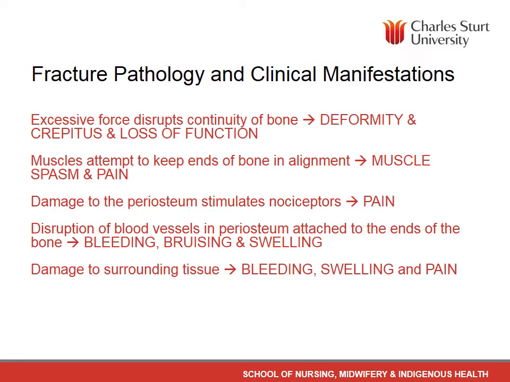So that's where a lot of the bleeding, bruising and swelling comes from: damage to the blood vessels in the periosteum. The other thing that happens to a certain extent, with some fractures more than others, is damage to the surrounding tissue. When we talked about comminuted fractures in the previous online lecture, you can see that with a fracture like that, there can be significant damage to surrounding tissue. That can include damage to blood vessels, which can further increase bleeding. That also results in swelling, and it also results in some of the pain that's associated with a fracture as well.